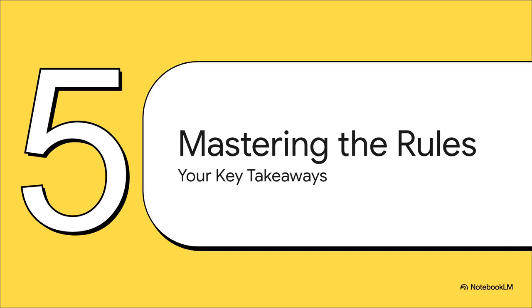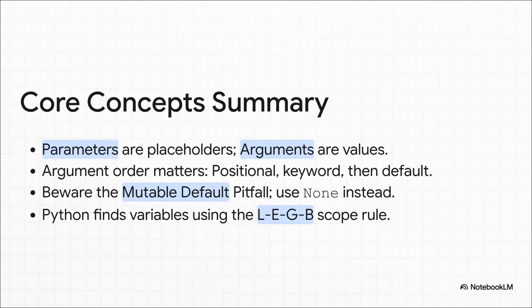Oh, we have covered a ton of ground, from the arguments you pass in to the variables a function has to hunt for. So let's just boil all of this down into a few key takeaways to really make sure this knowledge sticks. Just remember these 4 rules. 1. Parameters are the blueprint. Arguments are the real materials. 2. You can pass arguments by position, by name, or use a default. But just remember, positionals always come first.